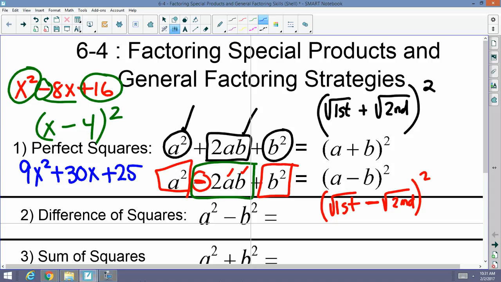Okay, let's do this one. All right, guys. So I have 9x squared plus 30x plus 25. Is 9x squared a perfect square? What is the square root of 9x squared? 3x. Thank you, gentlemen. Is 25 a perfect square? What is the square root of 25? 5. Thank you, gentlemen. What is 2 times 3x times 5? 30. So is this 2 times a times b? So it works. Plus, squared, done.